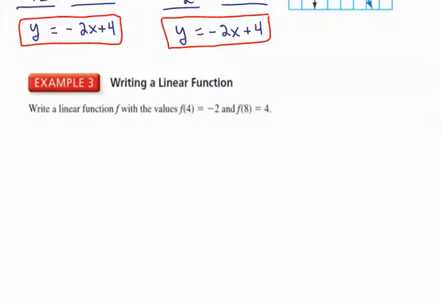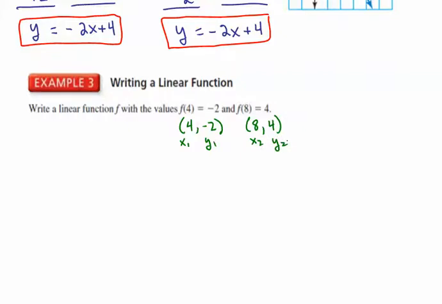Alright, in this one, we're going back to using function notation again. And again, I read these points. F of 4 equals -2. And what that tells me is that when x is 4, y is negative 2. And when x is 8, y is 4. So first of all, I'm going to label these x1, y1, x2, y2.